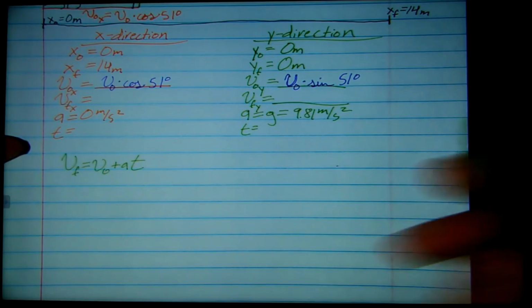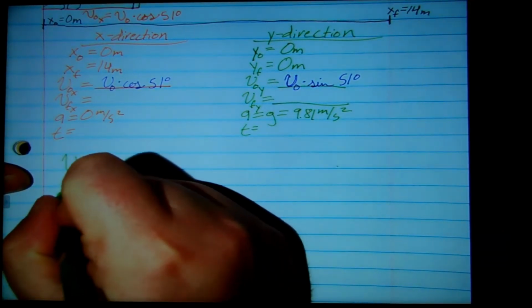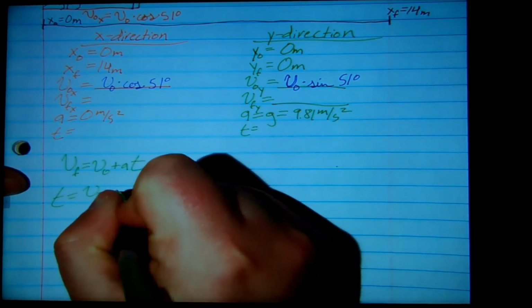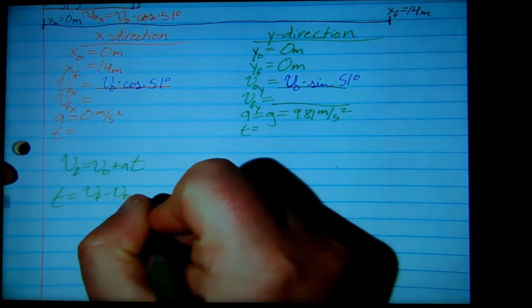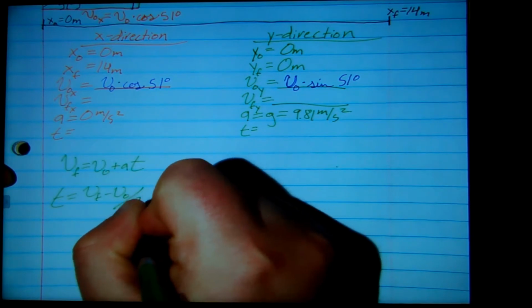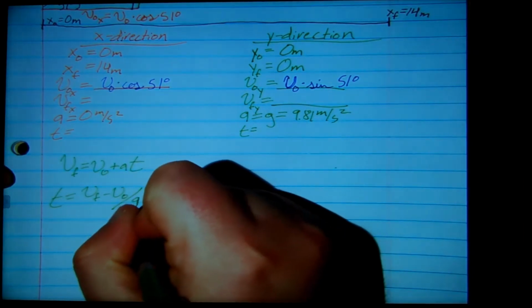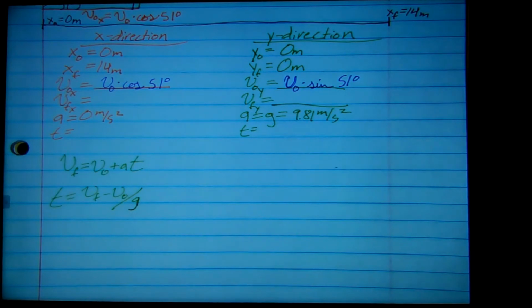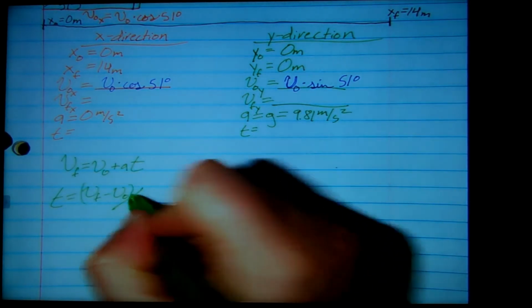So you move this thing around, you get time is equal to final velocity minus the initial velocity divided by acceleration, which we know to be gravity. Wait, is it final velocity minus initial velocity all over gravity? Yes, all over gravity. It's all over gravity.